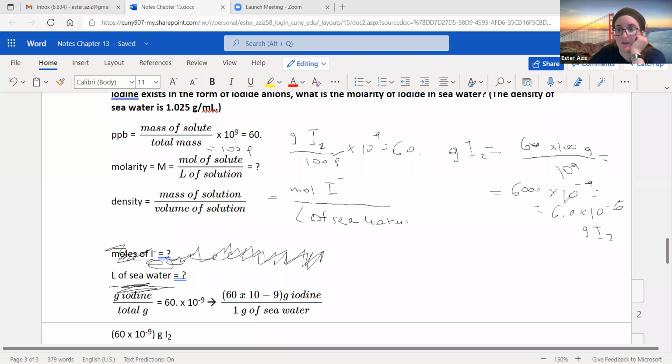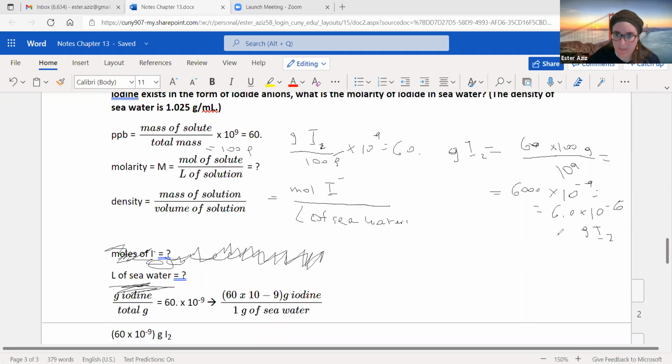But that's still not the total answer, because what we need to find here is the moles of iodide, not the grams of iodine. But what can we do? We can use the grams of iodine to find the moles of iodine, right? Using the molar mass of iodine. So let's do that.